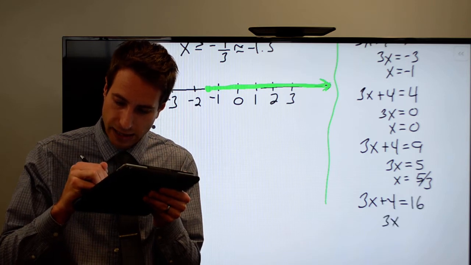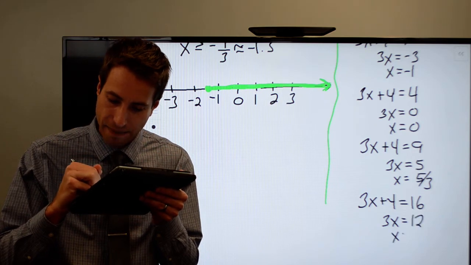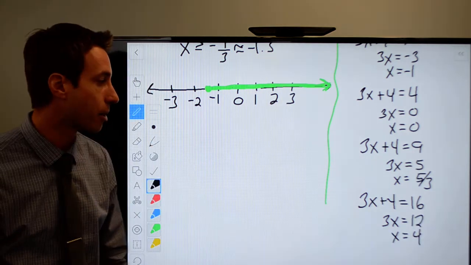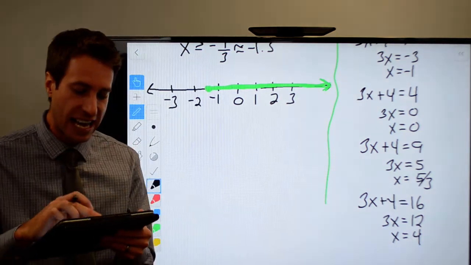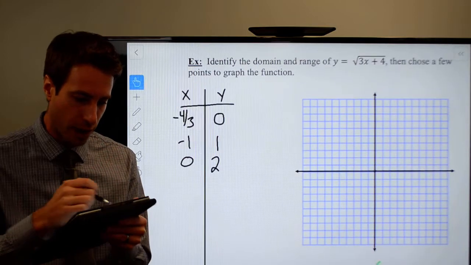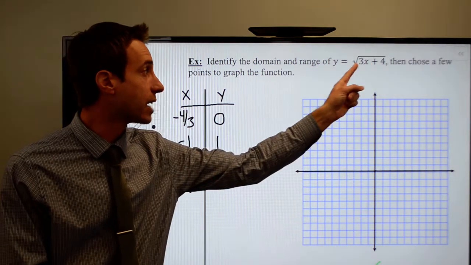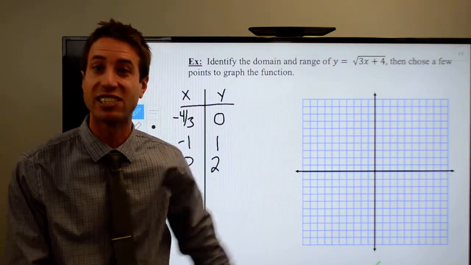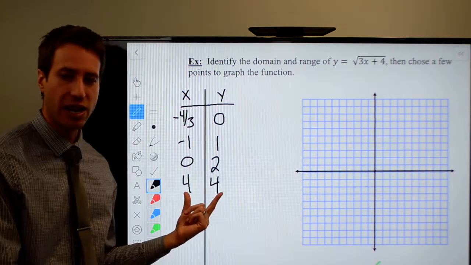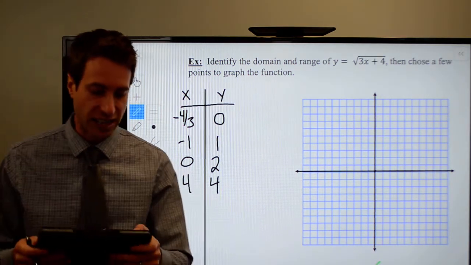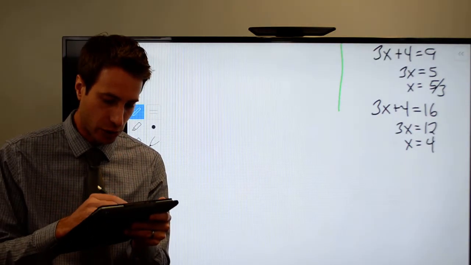All right, 3x is equal to 16 minus 4, which is 12. Look at that. So I know the next one I'm going to want to do is plug a domain value of 4 into my function. So I'm going to plug in a 4. 4 times 3 is 12. 12 plus 4 is 16, and the square root of 16 is 4. Again, I get another nice, neat number. Let's keep going. After 16, my next perfect square is 25.